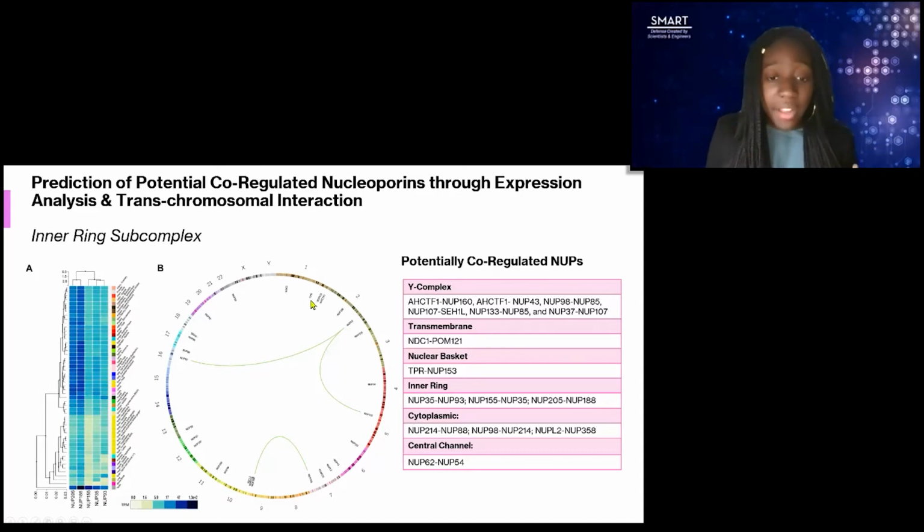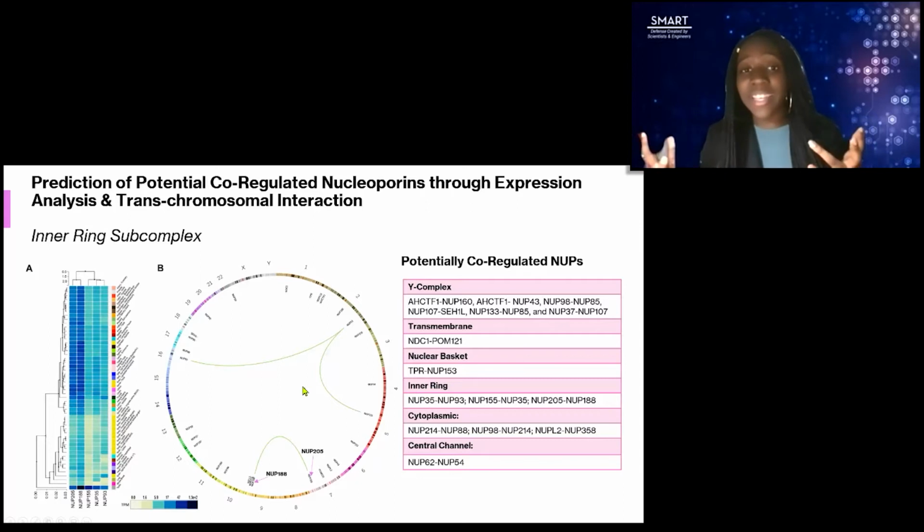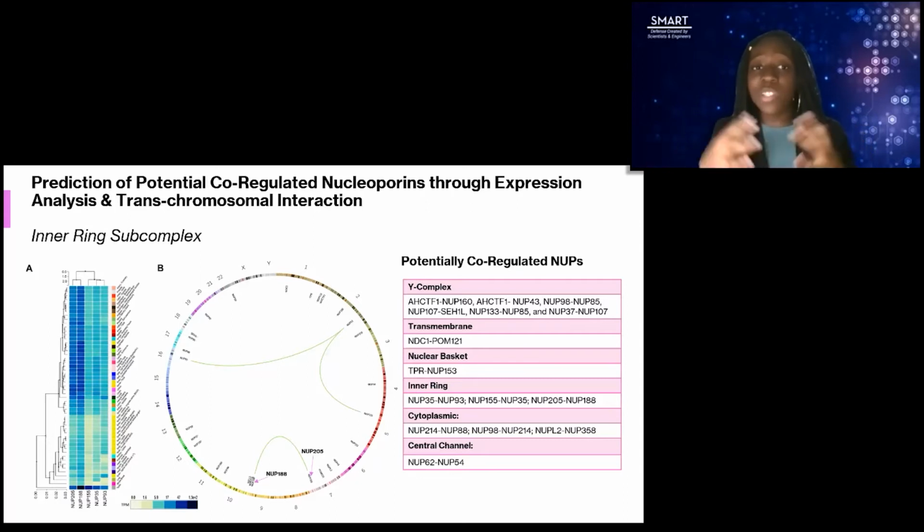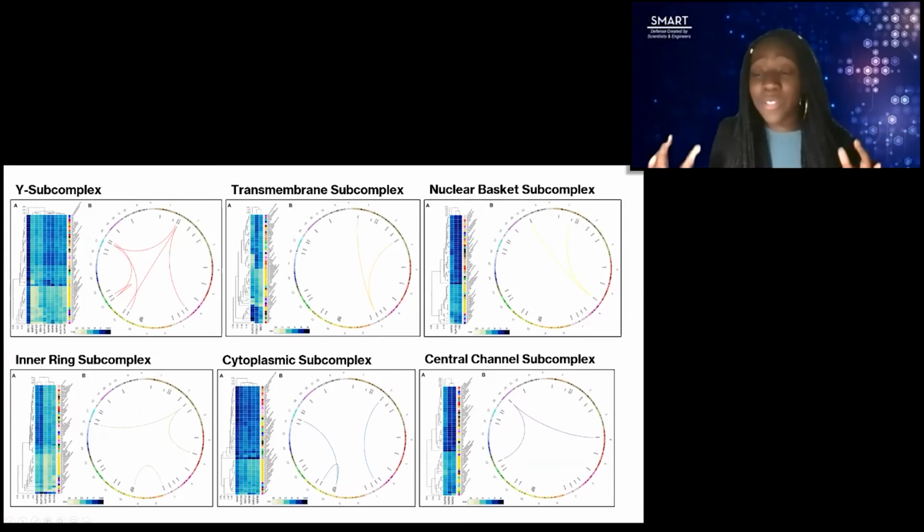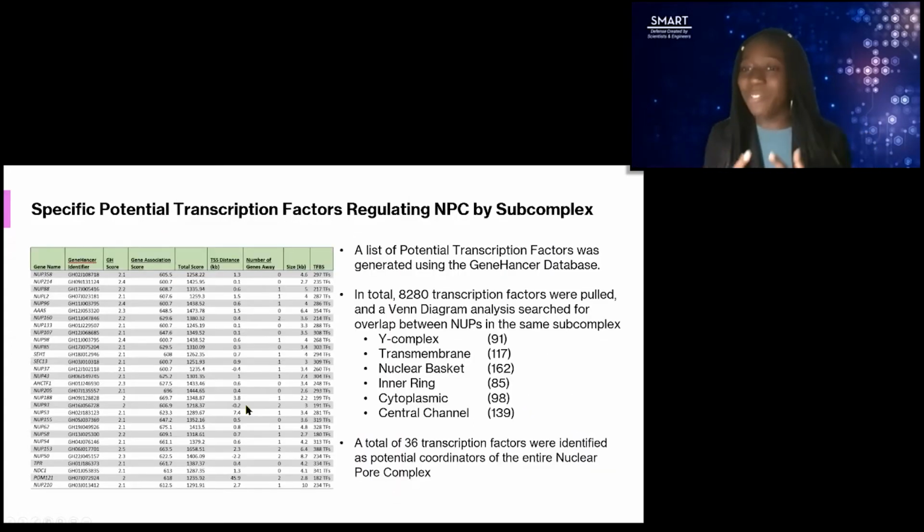However, when we look at the nucleoporins on the Circos plot, we see that NUP188 is located on the 9th chromosome, while NUP205 is located on the 7th chromosome. This means if they are actually co-regulated, then they're interacting across the genome, and that's trans-chromosomal interactions occurring. All of these possible co-regulation links are also listed in this table right here to the right. And this slide right here just shows all of the completed figures for each of the 6 subcomplexes of the nuclear pore complex. On to me trying to predict those regulators.